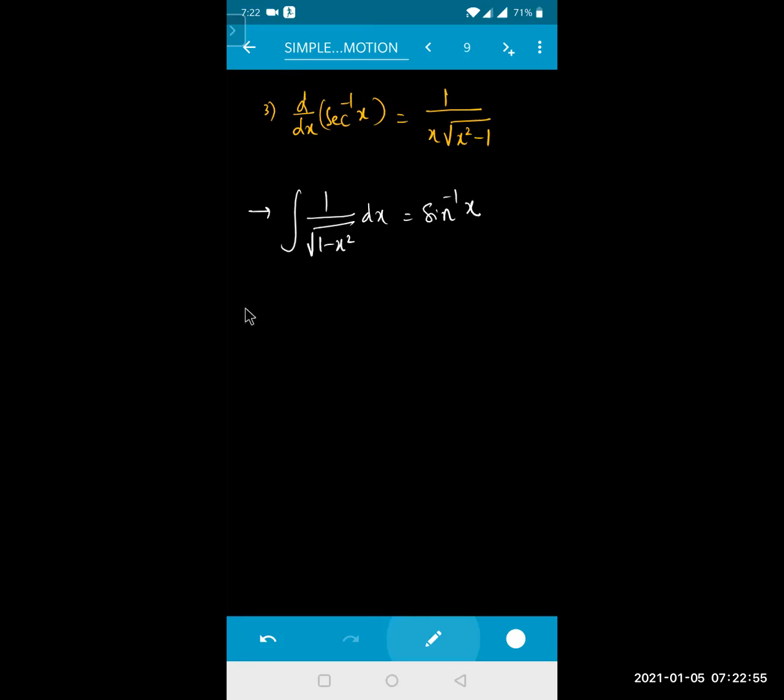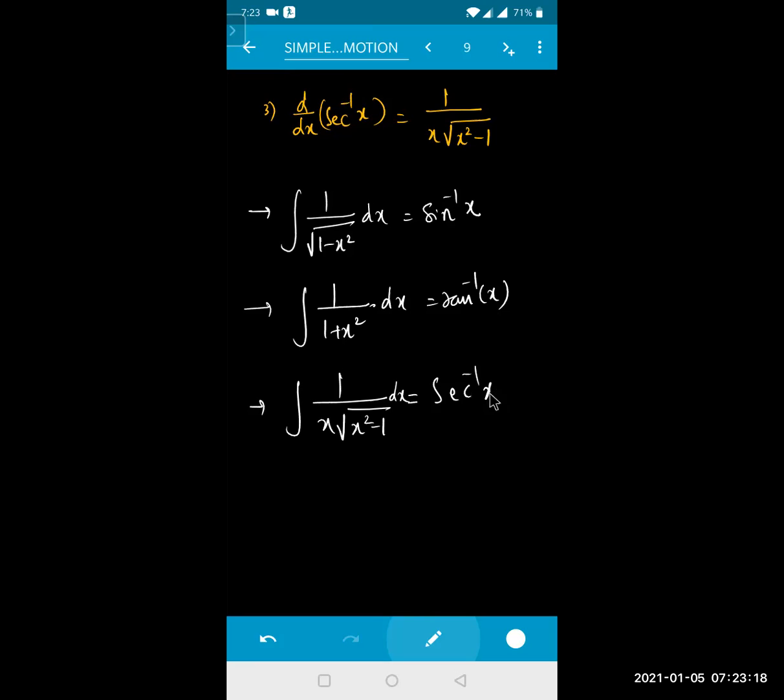Just the opposite of differentiation. In the same way, integral of 1 by 1 plus x square into dx will be equal to tan inverse of x. And in the same way, integral of 1 by x into under root of x square minus 1 into dx is nothing but secant inverse of x. So this is the basic maths you need to remember.